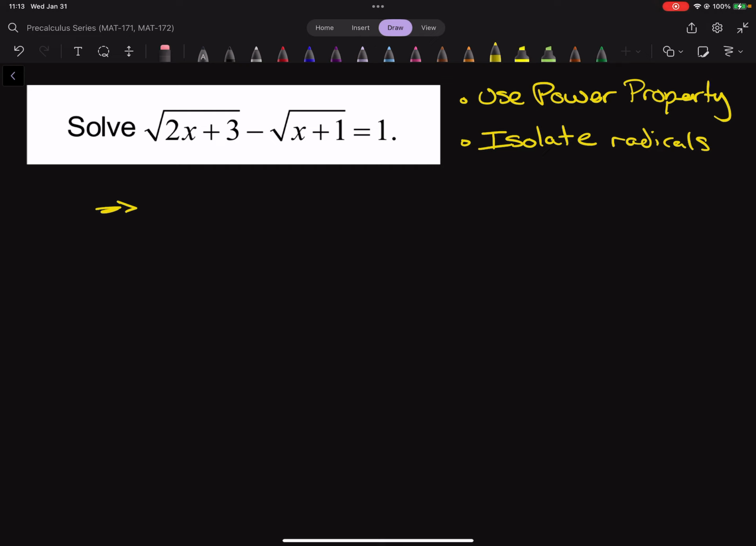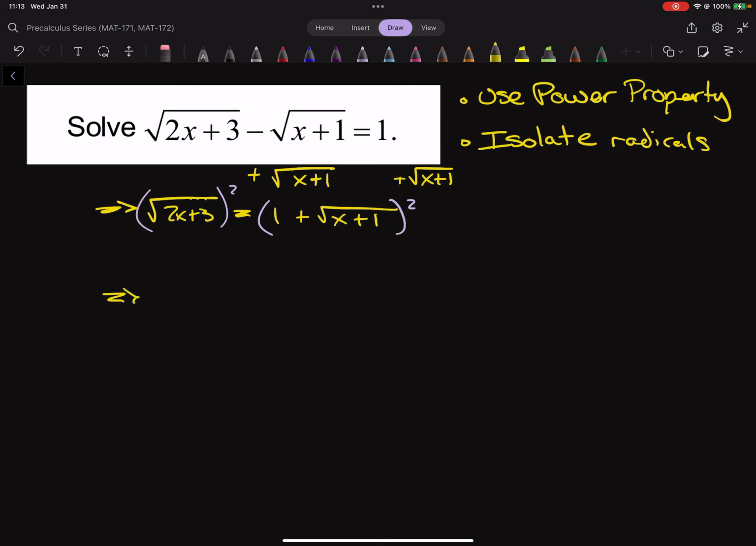So I'm going to add the square root of x plus 1 to both sides. So we end up with the square root of 2x plus 3 equals 1 plus the square root of x plus 1. This is when we use the power property. So I'm going to square both sides. On the left-hand side, the radical and the exponent cancel.